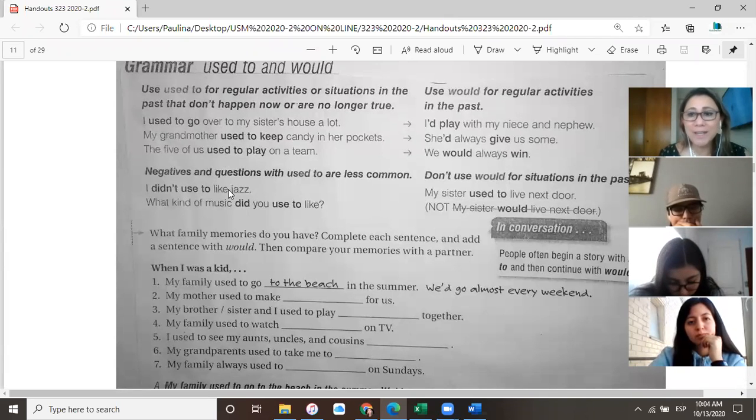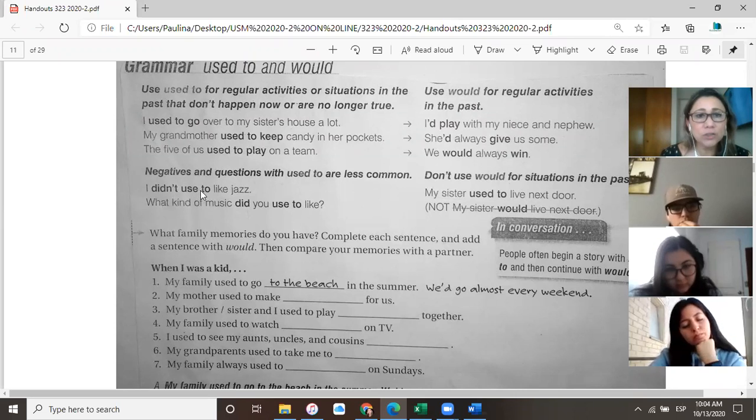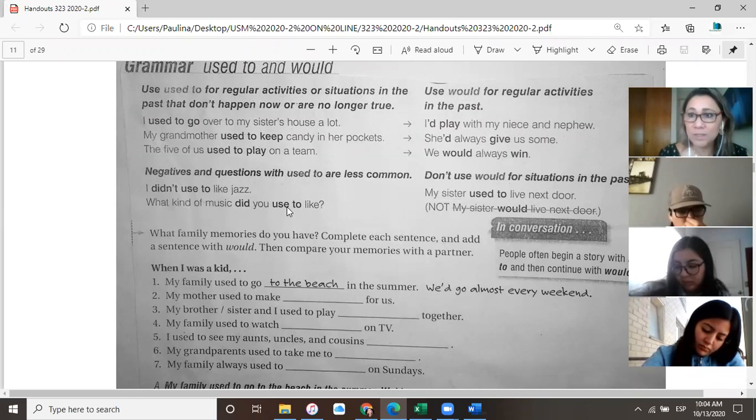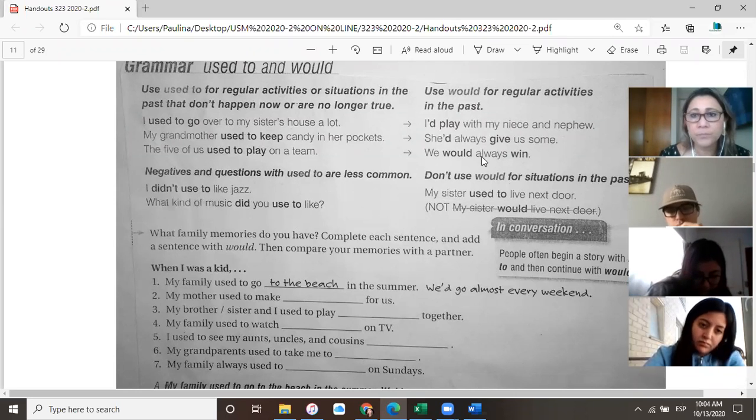Remember, when you use the negative, you say, I didn't use to. No D here, no D, because you have didn't. And also when you have the question, what kind of music did you use to like? Use here is without D, only use.